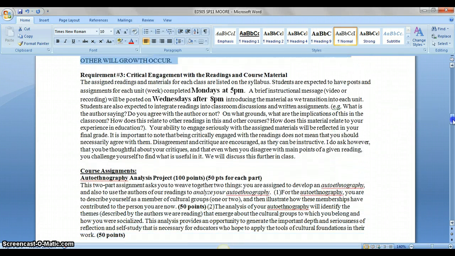So this ties into number 2, critical engagement with the reading and course material. Please realize that by every Monday at 5 p.m., you should have had all of your posts and assignments turned in for the previous week. If you post or turn in assignments after that, it will not be counted unless we had some kind of arrangement ahead of time. I will be posting a new brief instructional video, or some kind of kickoff into the material for the following week, every Wednesday at 8 o'clock.